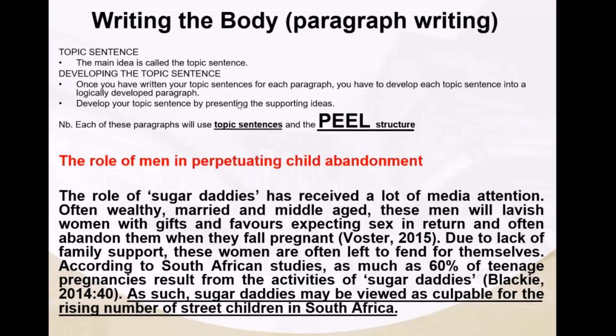Now, if you look at this body paragraph here, it is based on the role of men in perpetuating child abandonment. I want you to quietly read this paragraph and then indicate if it is a paragraph for an argumentative essay or an expository or discussion essay. I want you to read it and then indicate if it's an expository or argumentative essay paragraph.